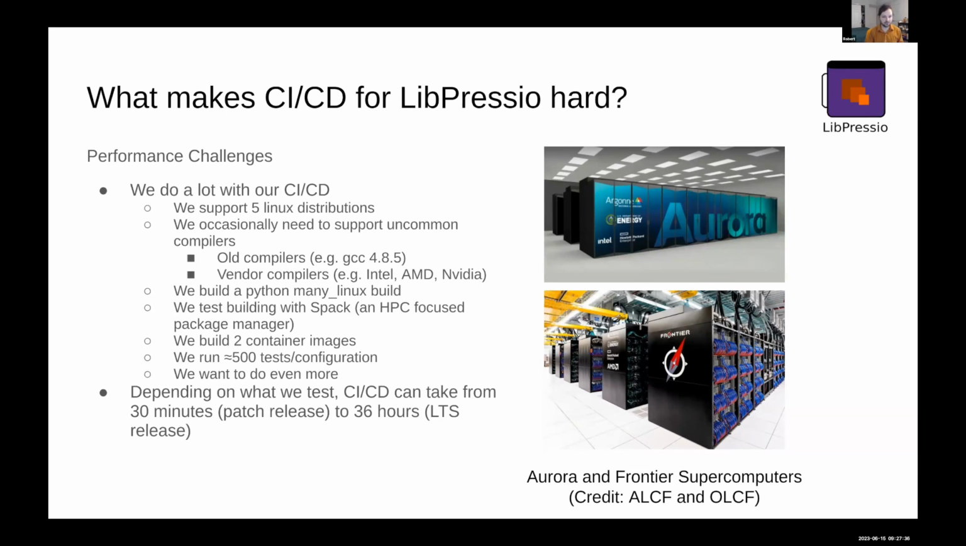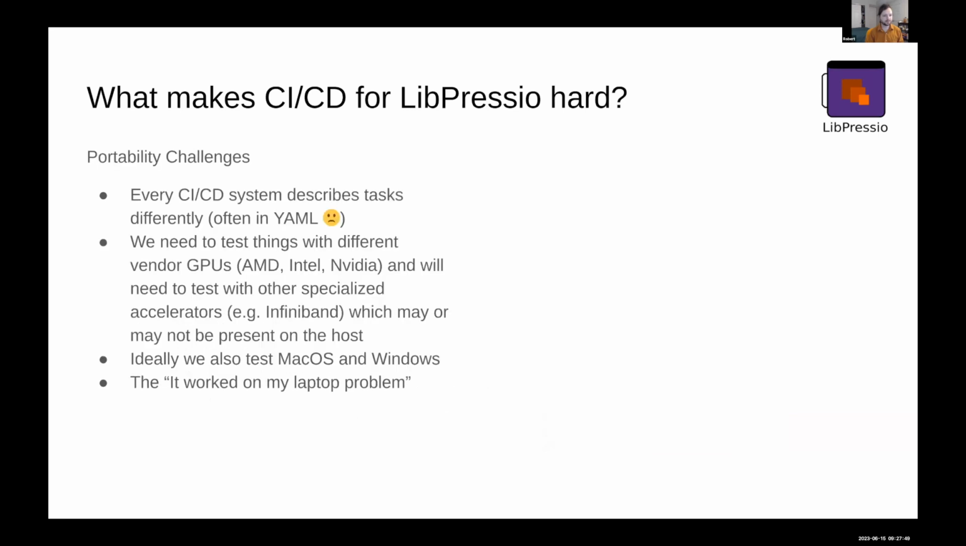But depending on what we do, a cold run of our CI/CD can take 30 minutes for a patch release to up to 36 hours for a full LTS release, where we're testing every possible configuration that we have. Other challenges for LibPressio CI/CD are that every CI/CD system that we potentially need to interact with is different, and they often all use YAML. YAML being a pain point is something that's fairly common within the Dagger community, but it's definitely a pain point for us as well.